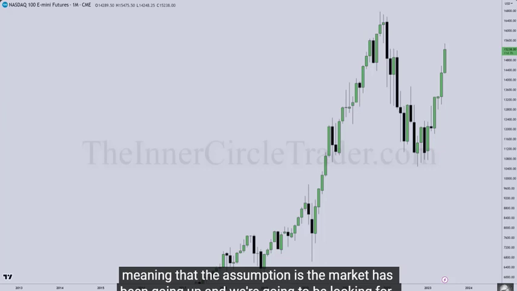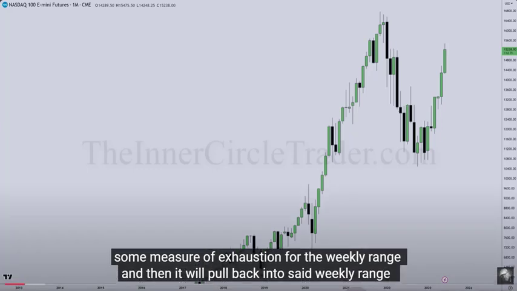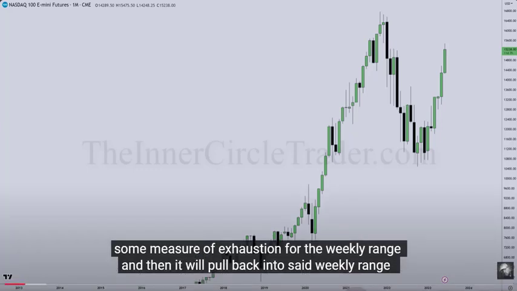Now, I'm describing a premium distribution, meaning that the assumption is the market has been going up, and we're going to be looking for some measure of exhaustion for the weekly range, and then it will pull back into said weekly range.